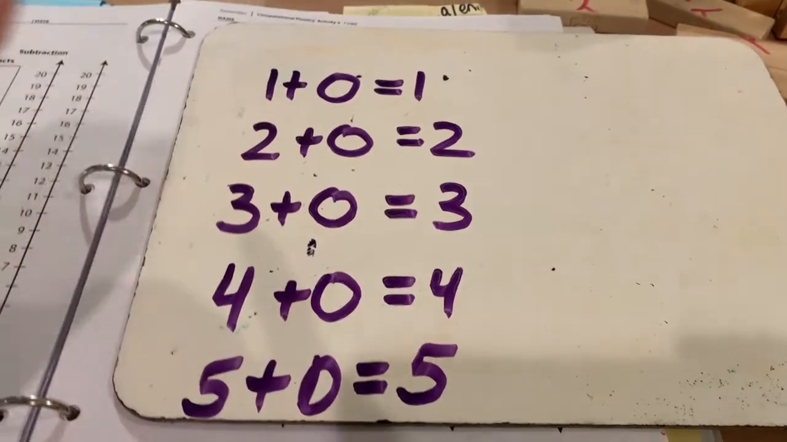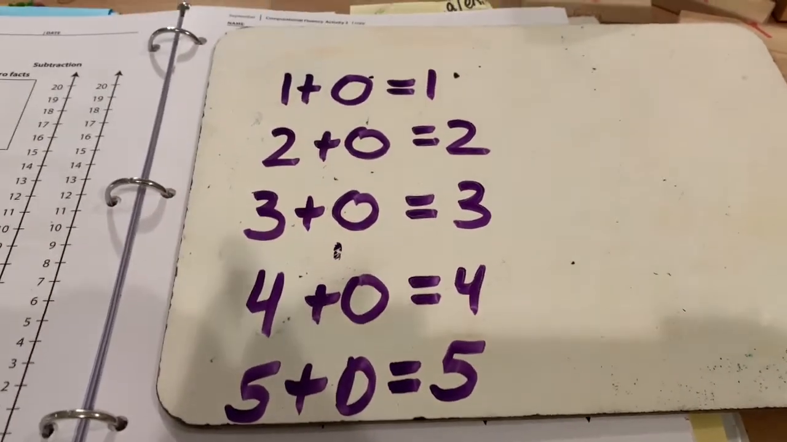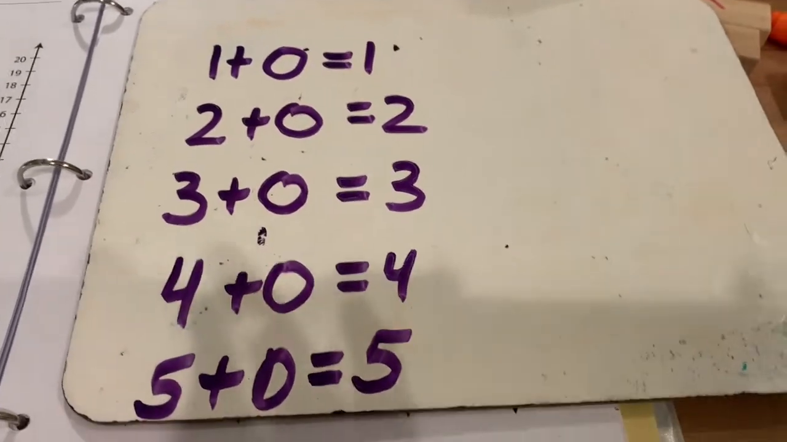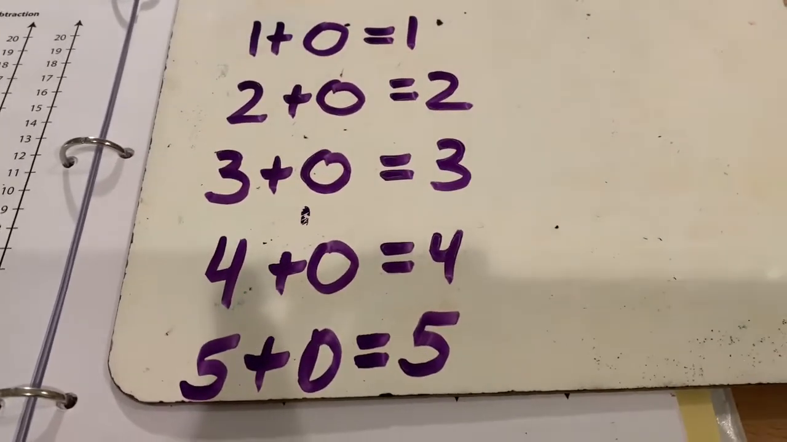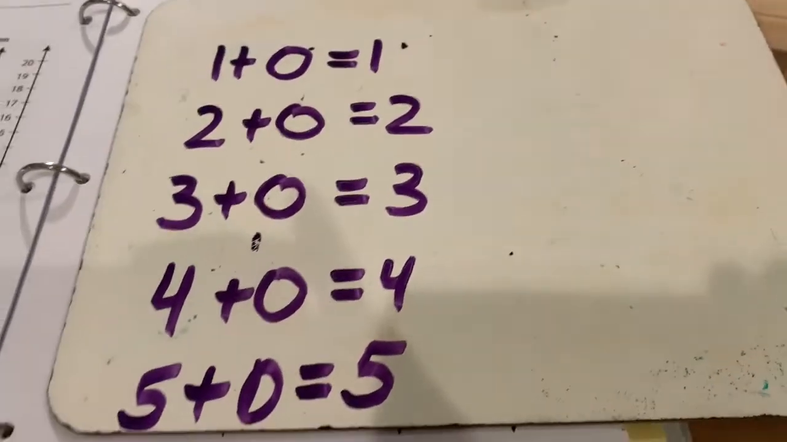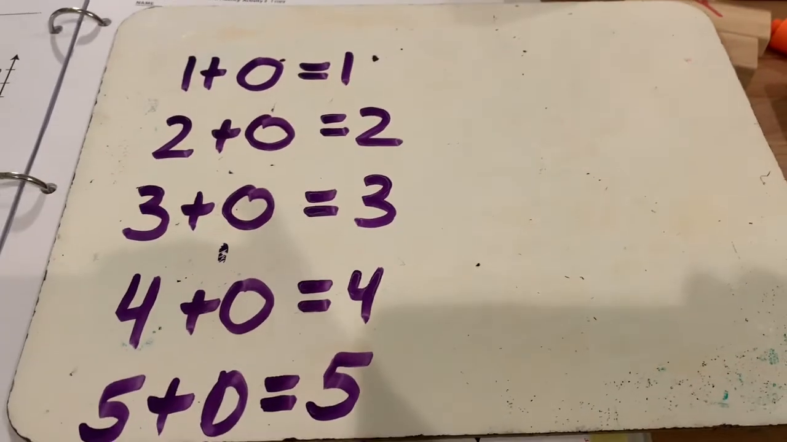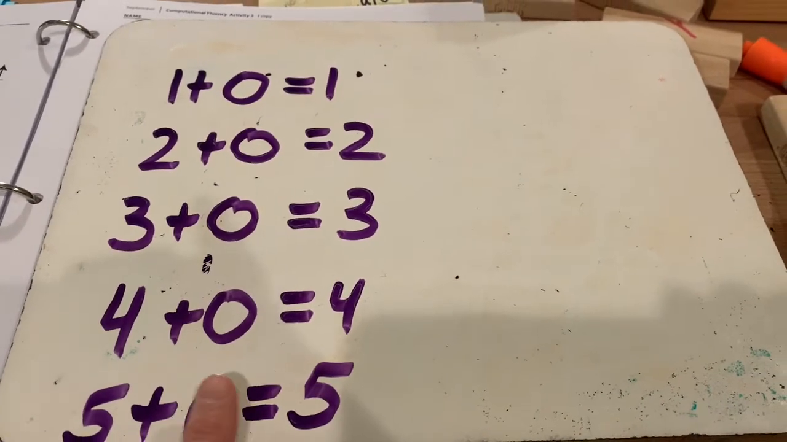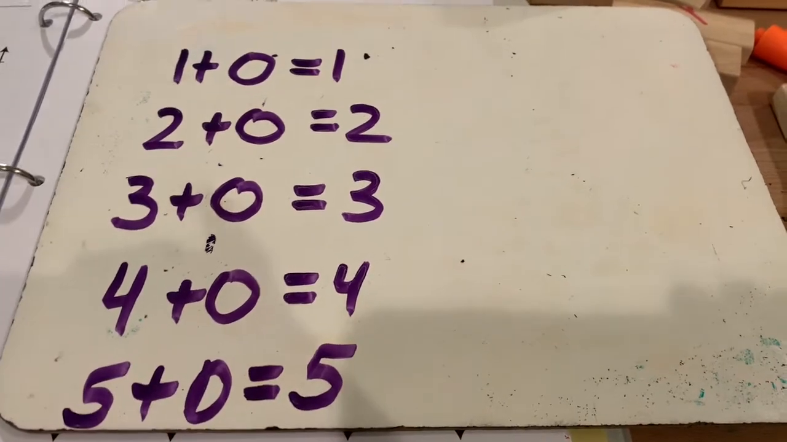So 1 plus 0 is 1. 2 plus 0 is 2. 3 plus 0 is 3. 4 plus 0 is 4. 5 plus 0 is 5. I'm sure you're getting the hang of it. So 1,000,000 plus 0 is, that's right, 1,000,000. So the rule of 0 is just take the number that you're adding to it, and that's your answer.